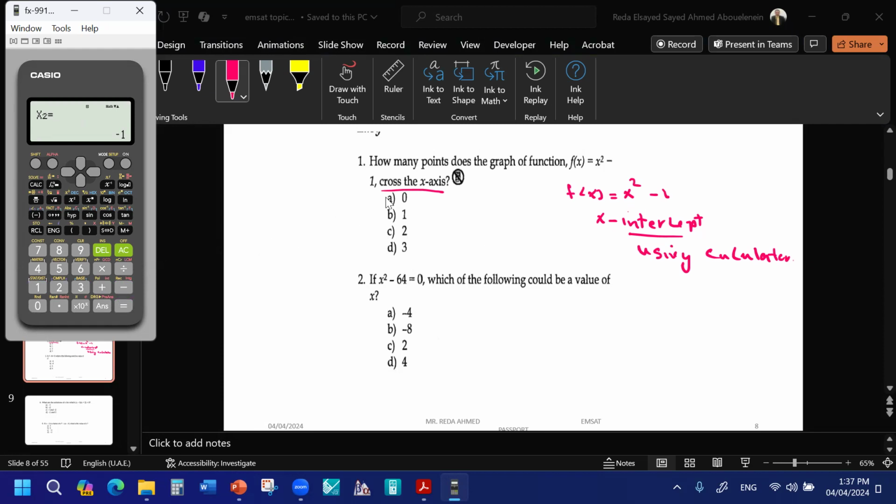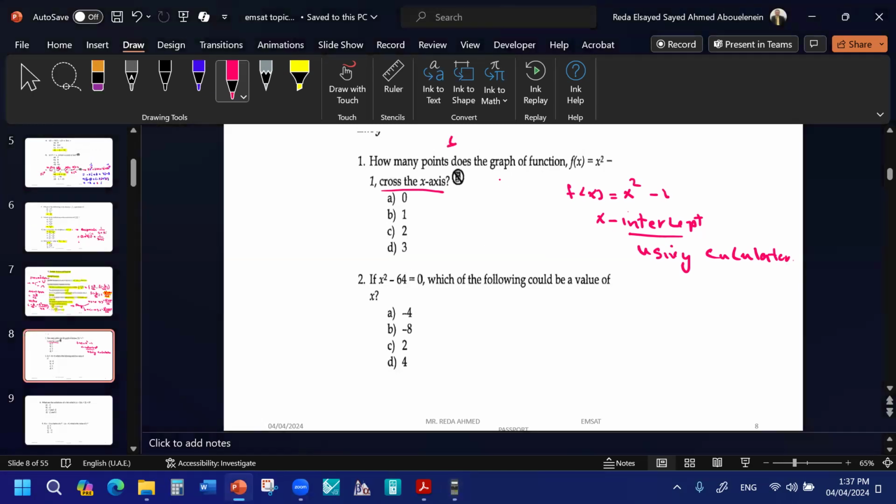He asks how many points the graph crosses the x-axis. How many points means x equals 1 and x equals negative 1. So the number of points here is 2.